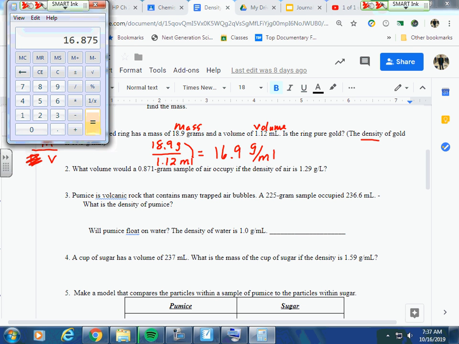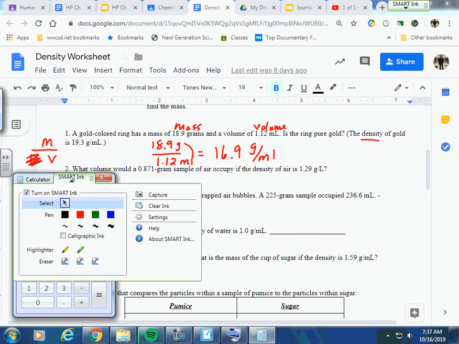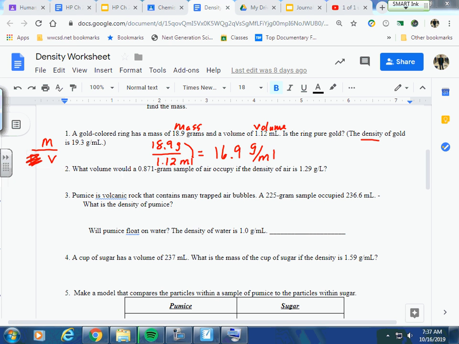If I compare that to the density of gold, then I can see that the density is not the same as gold. Therefore, I would say it's probably not gold. Not, at least not pure gold. All right.